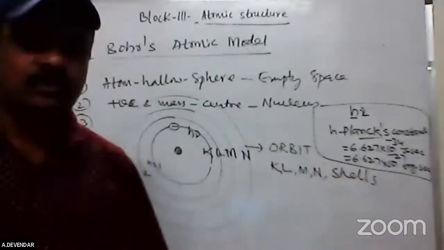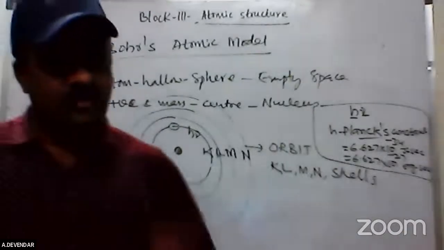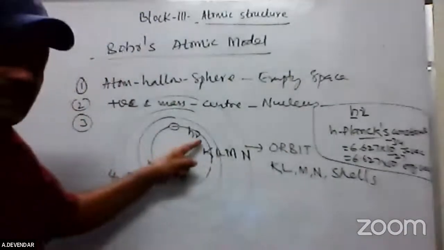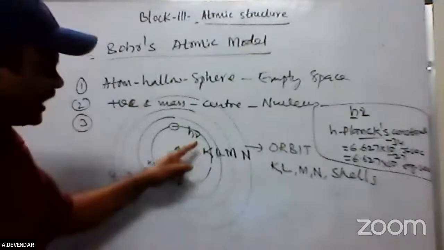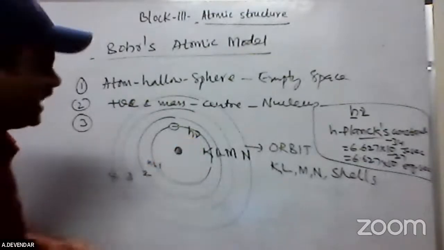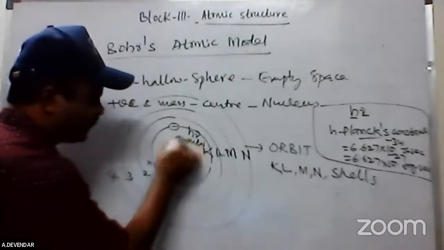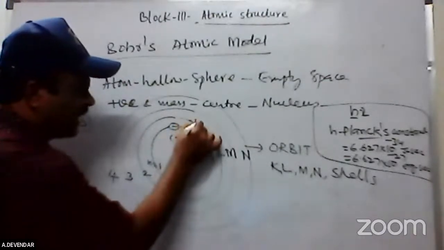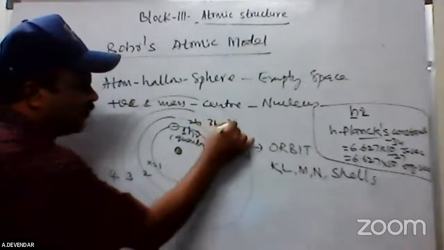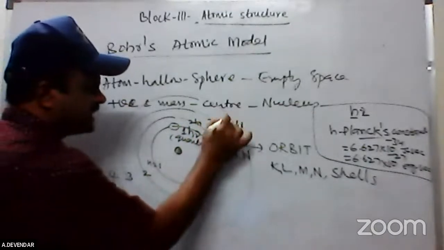Why? Because according to Planck's equation, that is quantum chemistry, each orbit is associated with a fixed amount of energy that is called one quanta. h nu means it is a quanta. Quanta of energy is present. One quanta, 2 quanta, 3 quanta, 4 quanta. These are the energies associated.